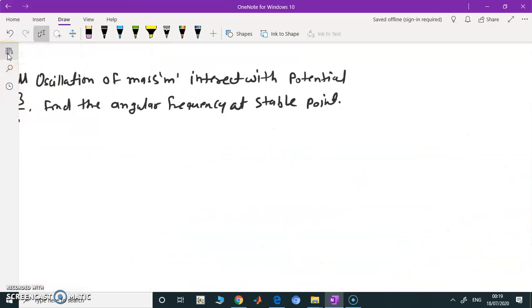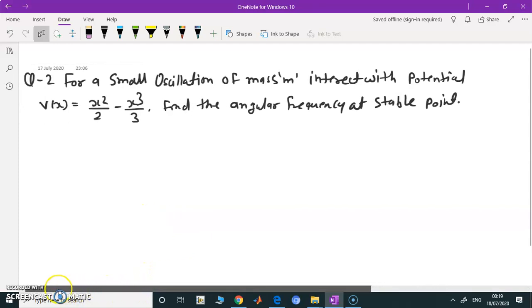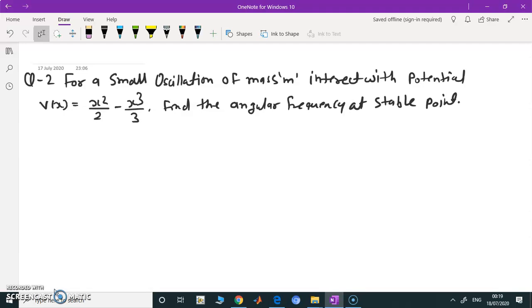This is question number 2. For a small oscillation of mass m that interacts with this potential, find the angular frequency at the stable point. This is the important point: you have to find it at the stable point. So let's write our potential here: V of x is equal to x squared by 2 minus x to the power 3 by 3.